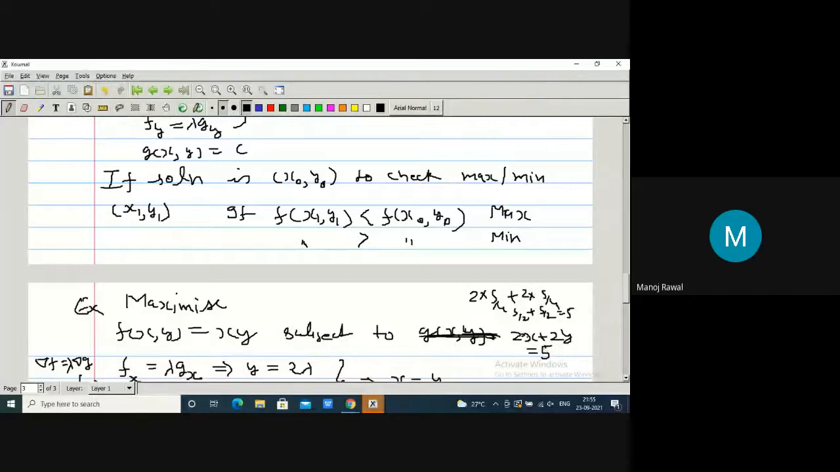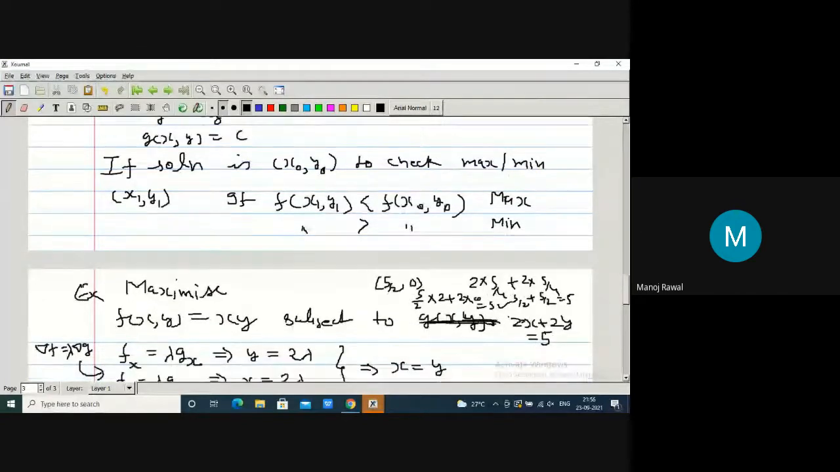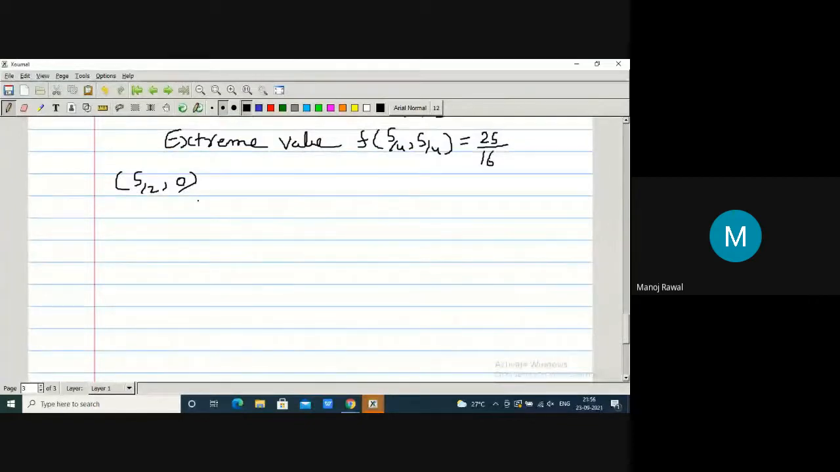What I am claiming is that this is a maximum. Now I am saying you choose any other value which is satisfying the constraint. I have taken (5 upon 2, 0). You take something else which satisfies it, any value other than this. So does this satisfy? Let's see. 2 into 5/2 plus 2 into 0, so this is going to be 5 only. So this also satisfies.